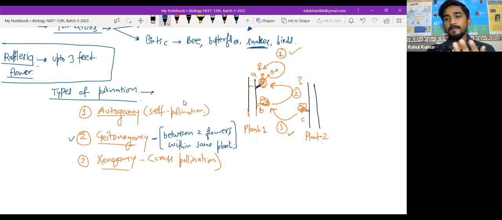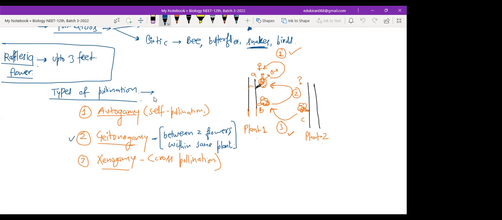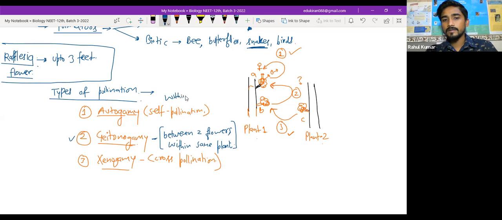Then if it is within the same flower, the plant thing does not matter now, right? It obviously will be one single plant. So autogamy is purely simply within the same flower. So it's very clearly self-pollination. Now come to xenogamy, write down.